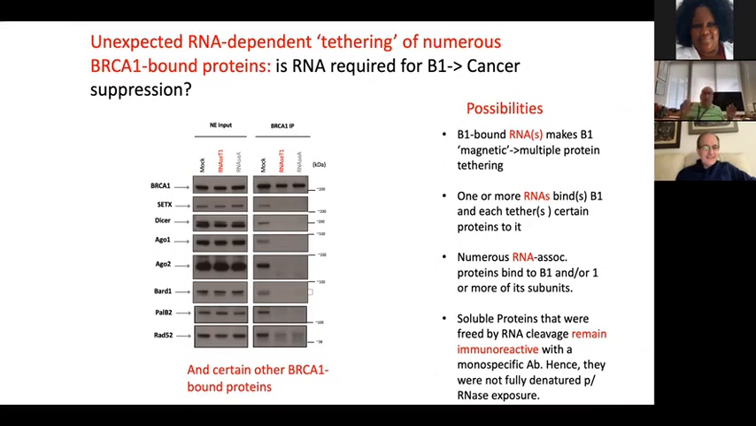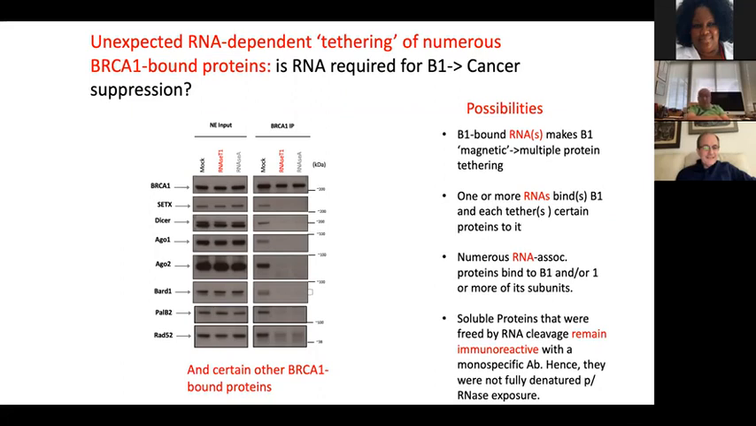So the possibilities are that BRCA1 bound RNA makes BRCA1 like a magnetic multiple protein tethering machine, or that one or more RNAs bind to BRCA1 and each bound RNA tethers certain proteins to it, or there are numerous RNA associated proteins, each one or some subsets thereof, that bind to BRCA1 and of course to RNA, and or to one or more of the other BRCA1 subunits. There can be in these complexes that we co-IP as many as 20 or 25 or perhaps even many more BRCA1 bound proteins. Some of them may be RNA binding and use their RNA binding function to bring new polypeptides to the BRCA1 party, so to speak.